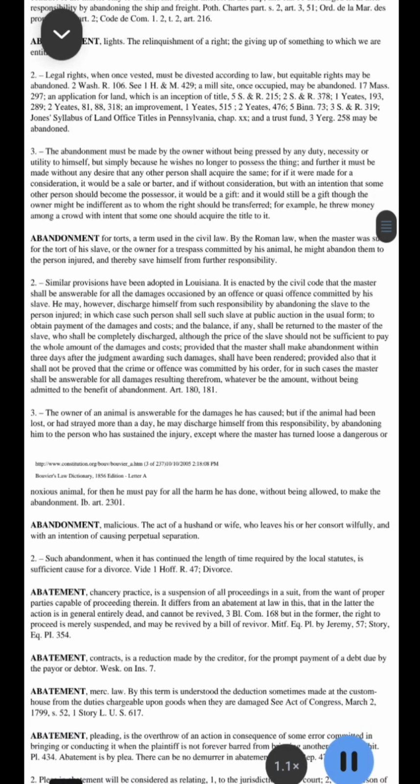http://www.constitution.org/bouv/bouvier_a.htm 2 of 237, the 10th of October 2005, 2 hours 18 minutes and 8 seconds p.m. Bouvier's Law Dictionary, 1856 edition, Letter A.